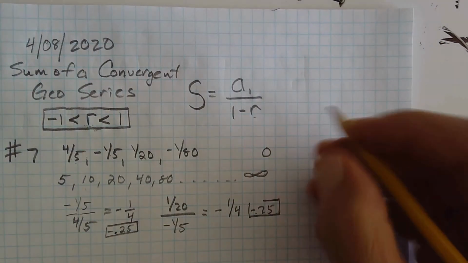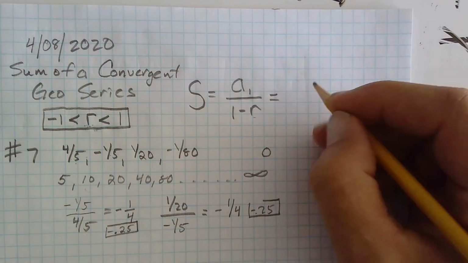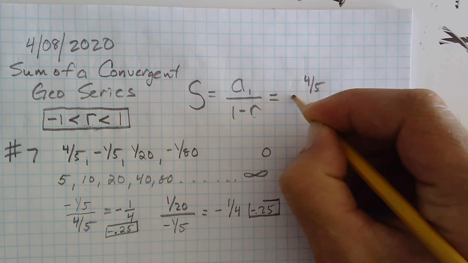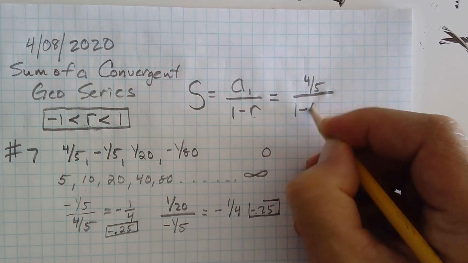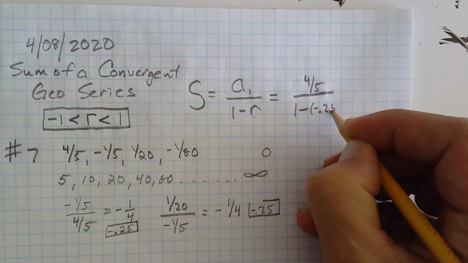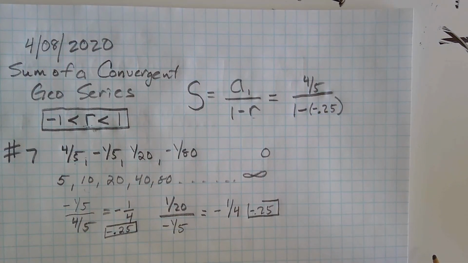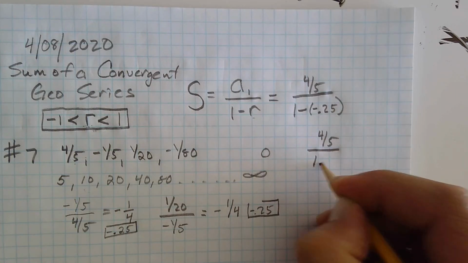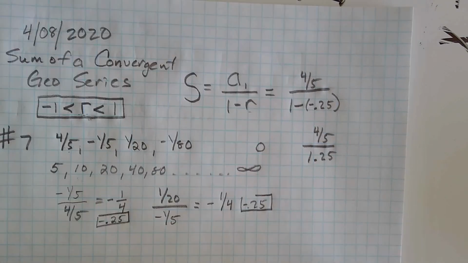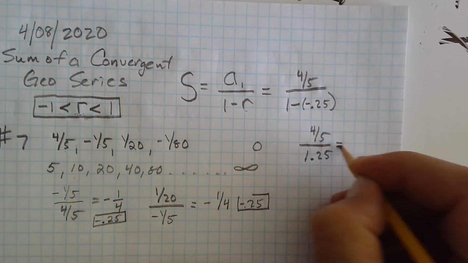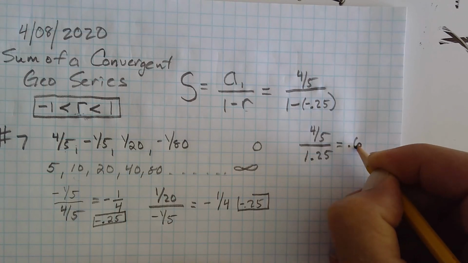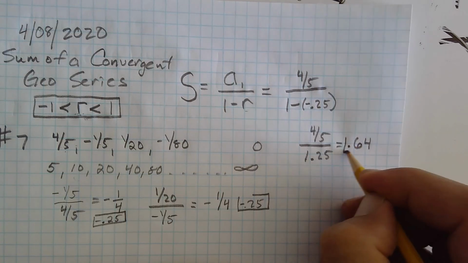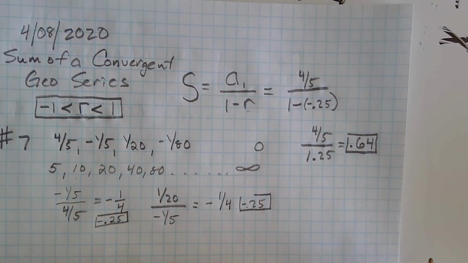And now we have everything that we need to solve for that value. So you take the first term, which is 4/5, and then we do 1 minus, and this is where you got to watch your double negative stuff, 1 minus a -1/4. So then that would be 4/5 divided by 1.25. And you want to use your calculator unless you are a mental genius. And that convergent series would add up to just 0.64.